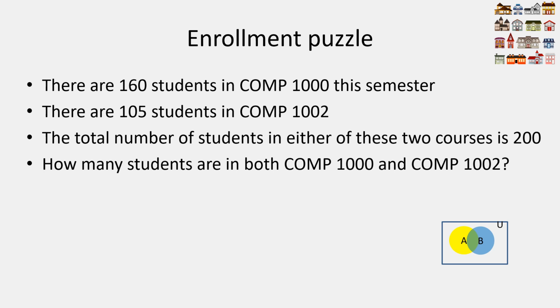So here's a puzzle for you to think about for next time. And next time we'll say why we are talking about a puzzle like that when we are doing sets. Suppose that this semester 160 students are taking COMP1000 and 105 students are taking COMP1002. As you know, a lot of you might be taking both of those courses in the same semester. So suppose that the total enrollment between those two courses is 200 students. From here, how would you derive how many students are taking both COMP1000 and COMP1002?